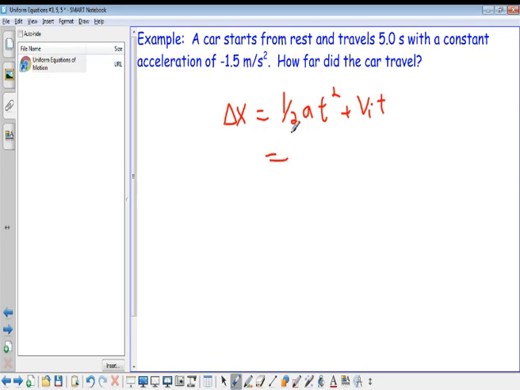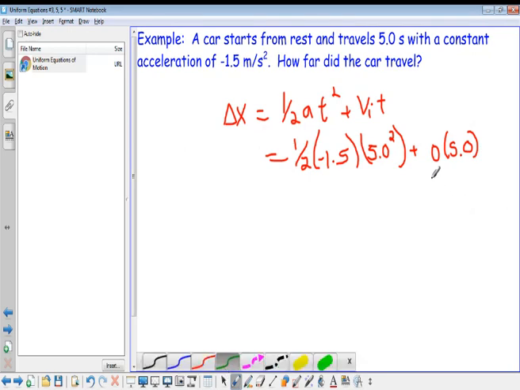Filling in the blanks. Acceleration is negative 1.5 meters per second squared. And then only time gets squared in this equation, so it's only going to be the 5 that is squared. Plus 0 times 5, which is a term that's just going to cancel out. We like it when the object is initially at rest because this term, fortunately, just goes away. So now I'm going to be left with half times negative 1.5 times essentially 25.